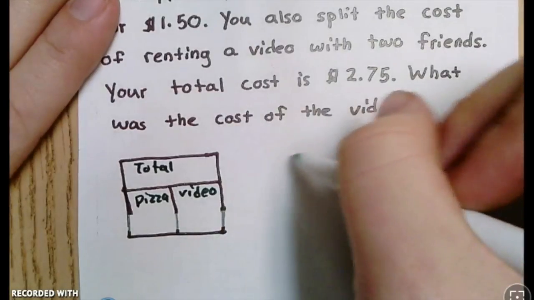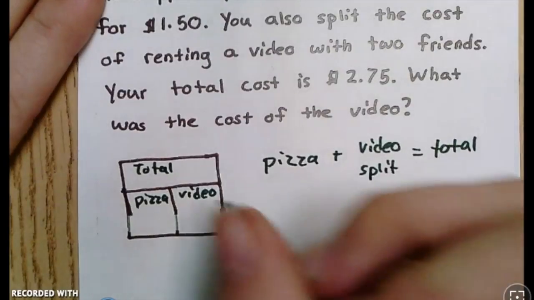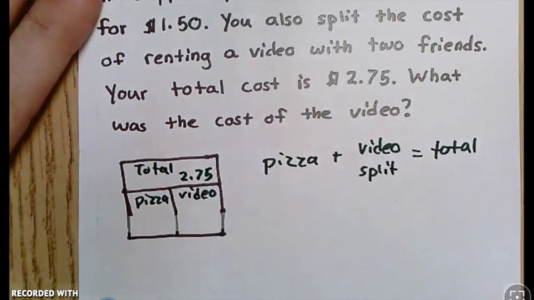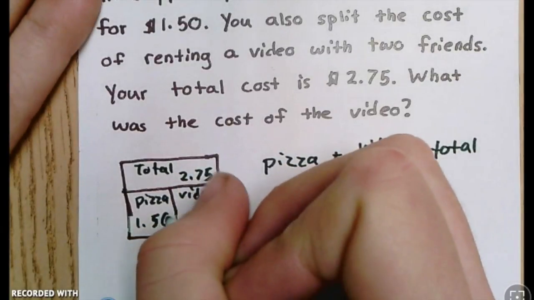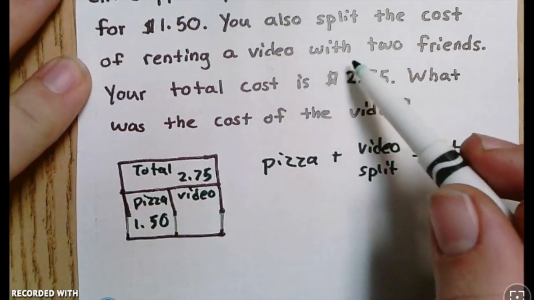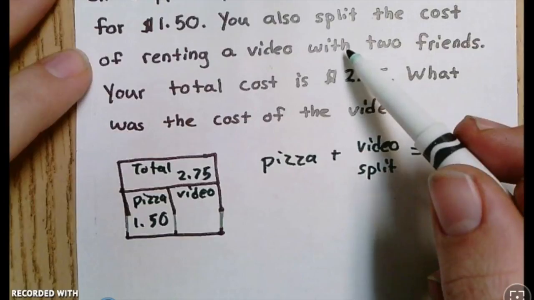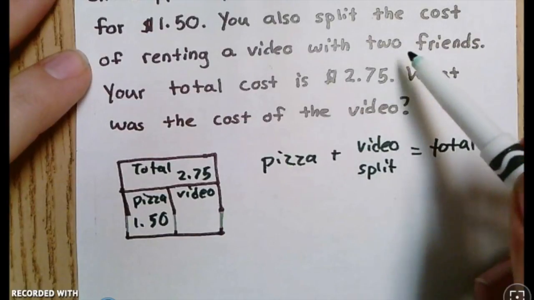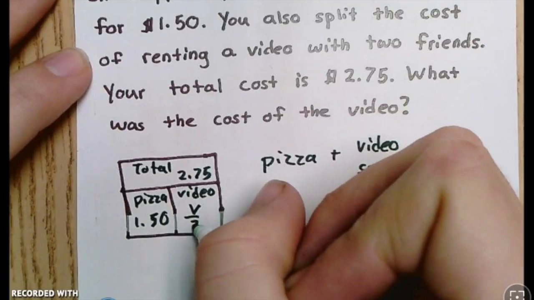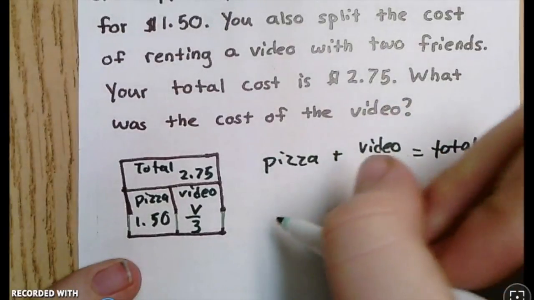So as our equation, we would have, now let's fill in what we know. So our total was $2.75. Our pizza was $1.50. And our video was split with 2 friends. So we know that whatever it costs for a video, we divided it by 3 people, right? So we're going to have video divided by 3. All right, let's plug that into our things.